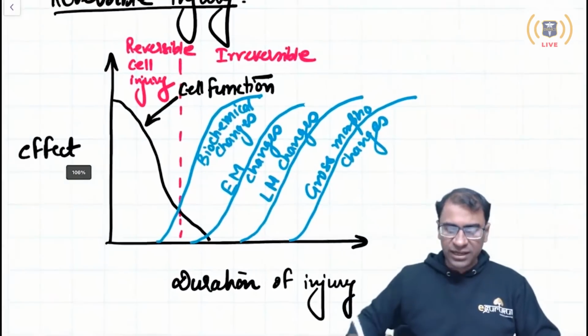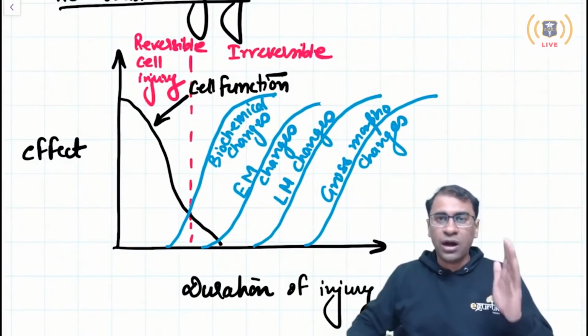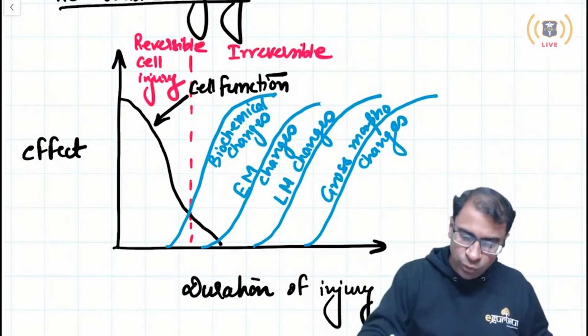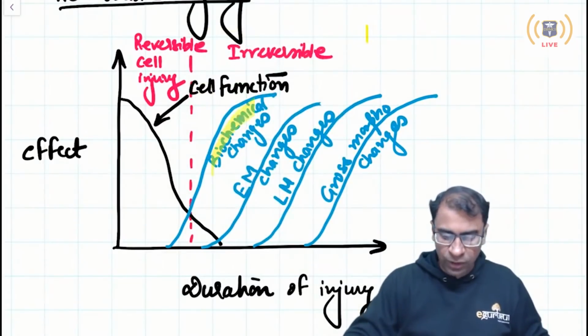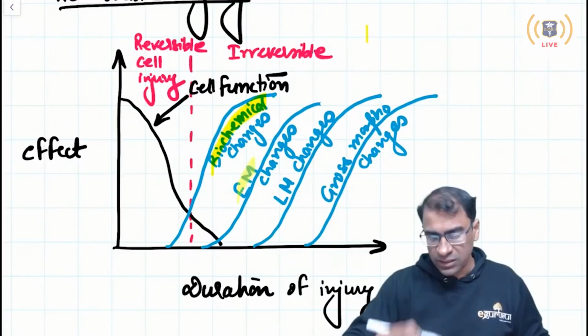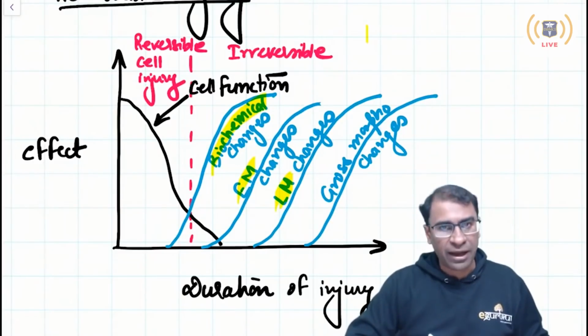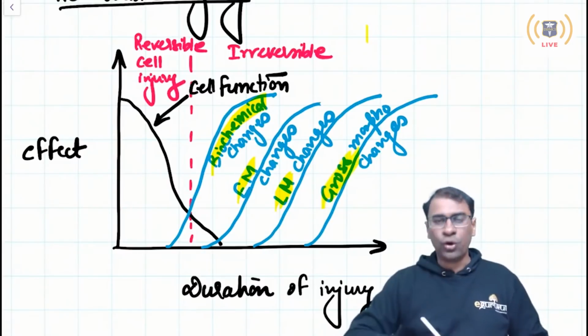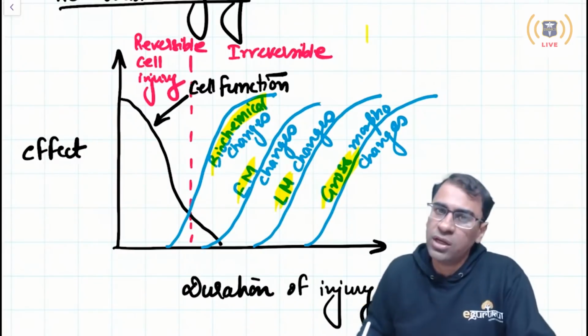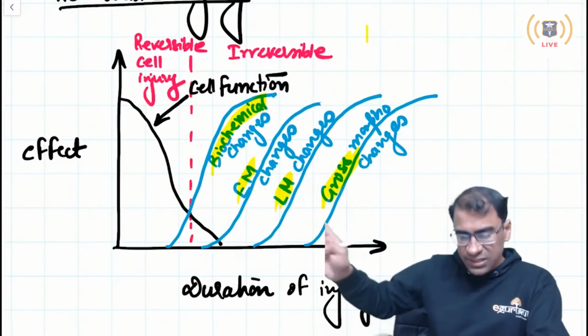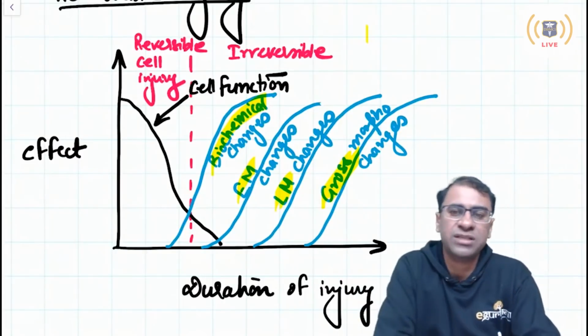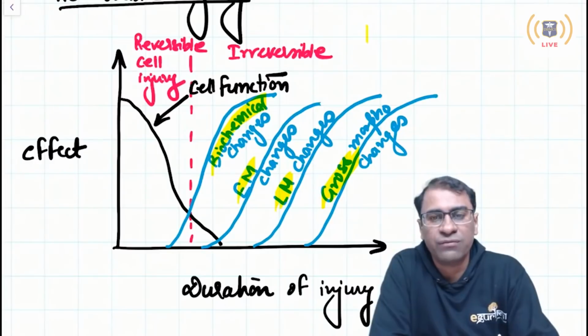So if you look at the duration of injury, what occurs first? The first thing to occur in a cell is biochemical change. Next to occur is electron microscopic change. Next is light microscopic change. And finally, the gross morphology of the tissue changes. So this is the sequence of events that happens because of the injury.